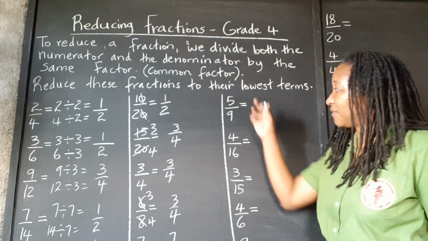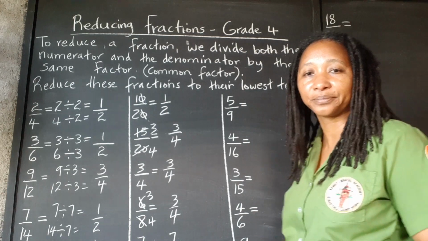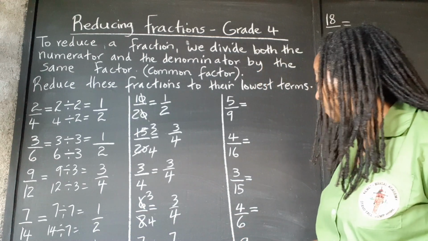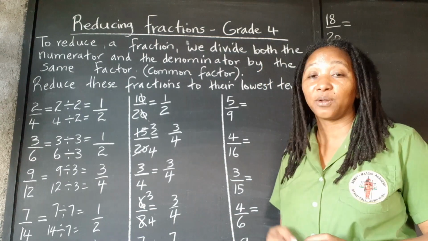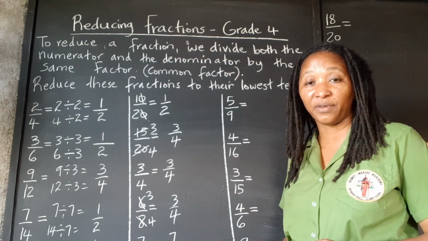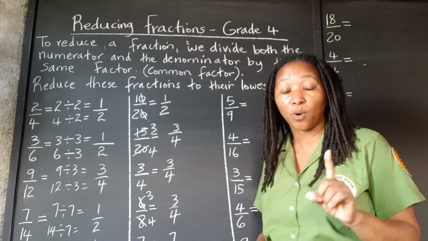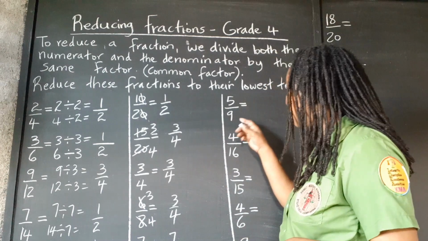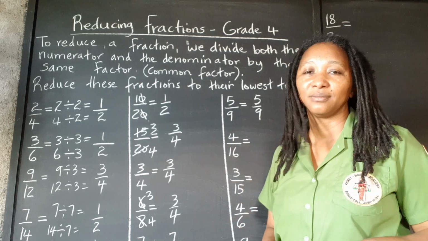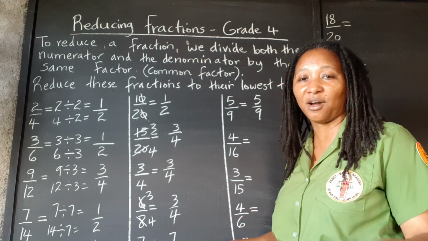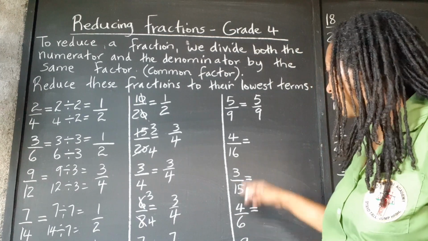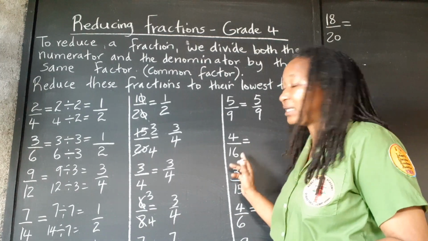Alright, so how about 5 over 9 then? What are you going to do with 5 over 9? Is there any number that can go exactly into 5 and exactly into 9 without leaving a remainder? Only number 1. Again, this is already in its simplest form. Just say, I cannot be tricked. You can say that, right? I cannot be tricked.